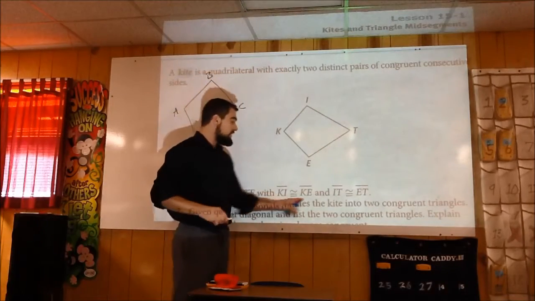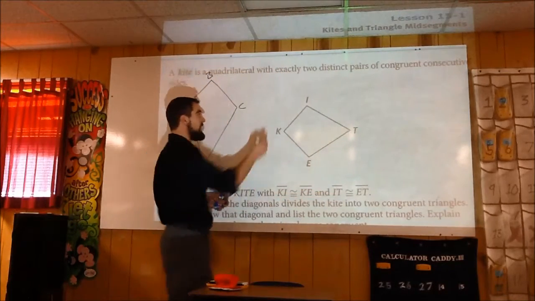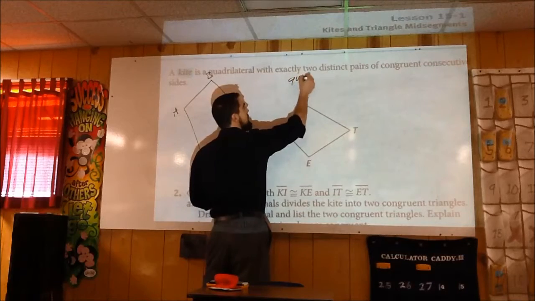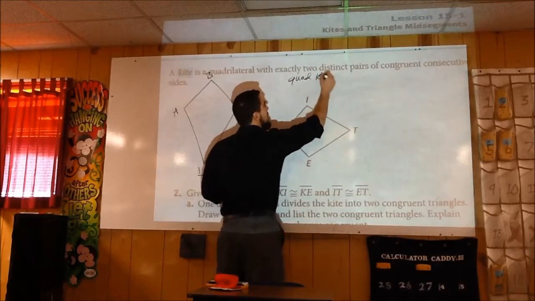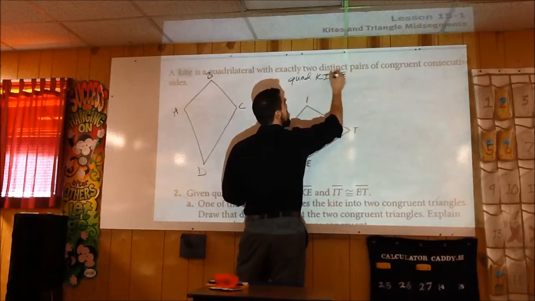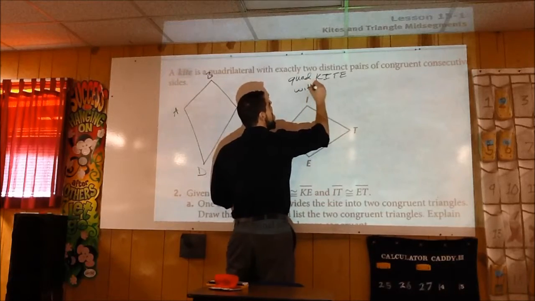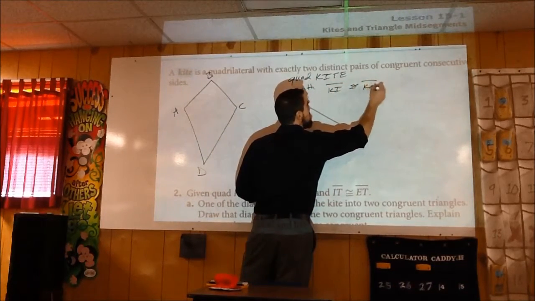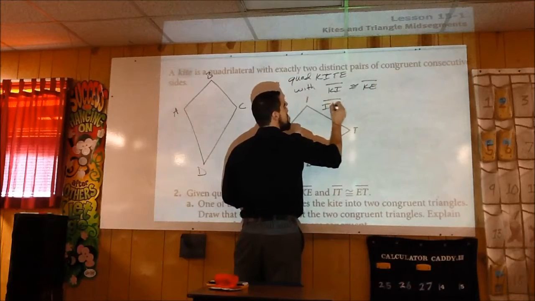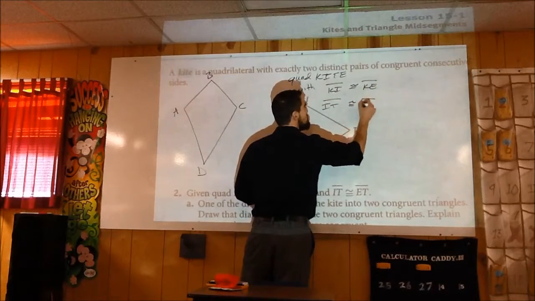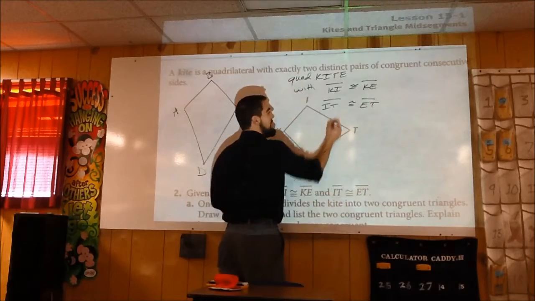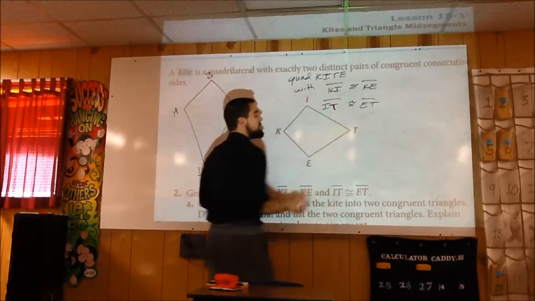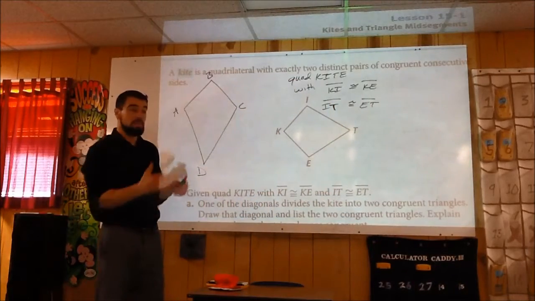If you look down here, you need to copy this down. So if I were you, I would write quadrilateral K-I-T-E, with segment K-I congruent to K-E, and segment I-T congruent to E-T. So this is what we know.